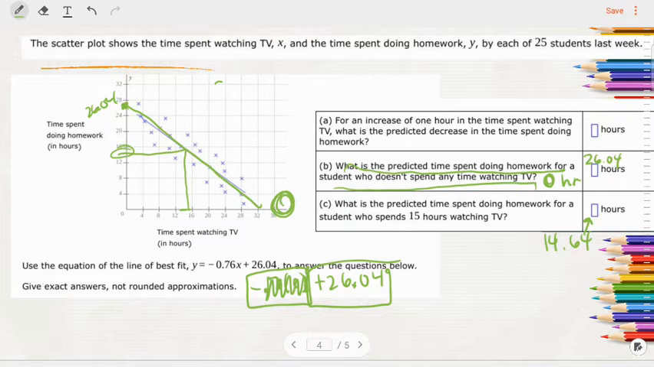In fact, anytime you read a problem and it says they don't spend any time, or they spend $0, anytime my input is 0, that number on the end is always going to be my answer. That's my y-intercept.